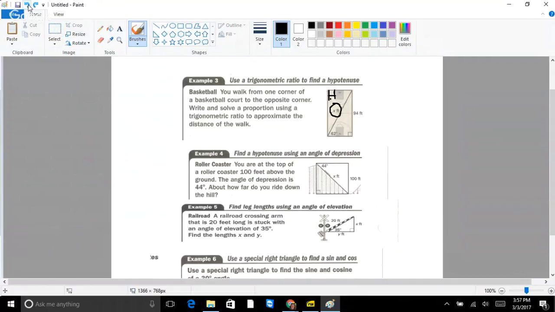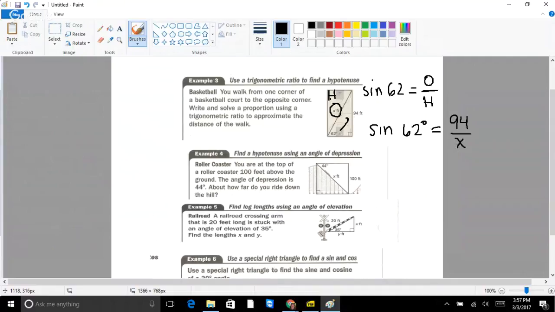So it looks like I have 62 degrees and I have the opposite side over the hypotenuse. Opposite over hypotenuse is the ratio for sine. So the sine of 62 degrees equals the opposite side over the hypotenuse. So if I fill in my terms, the sine of 62 degrees equals my opposite side is 94, and my hypotenuse is x. That's what we want to know.